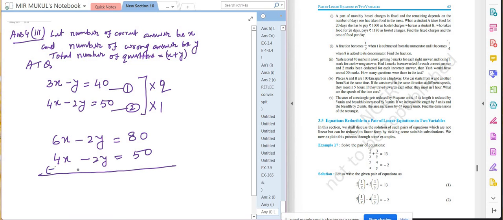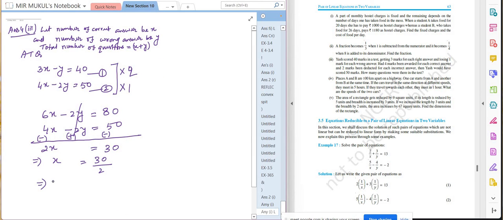Then subtract, here minus plus minus. Now this will be cancelled. 6x minus 4x is 2x, 80 minus 50 is 30. So x equals 30 by 2, so x equals 15. Right. Now put the value of x in either equation 1 or 2.